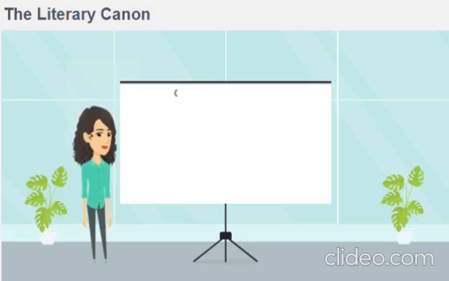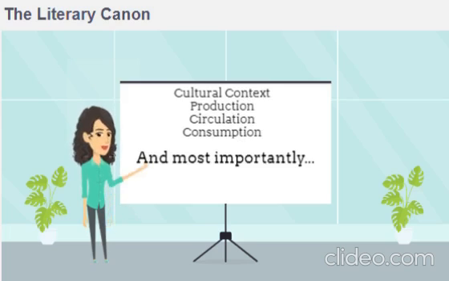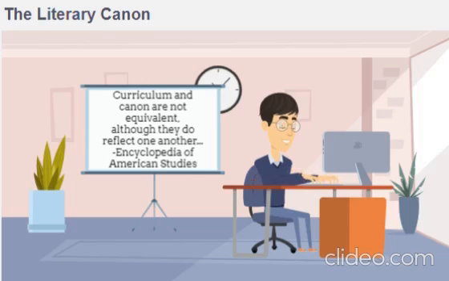So what makes a book count as canon? What usually decides if something ends up in the literary canon is the cultural context, production, circulation, and consumption. The curriculum is a big part of the canon. According to the Encyclopedia of American Studies, quote, curriculum and canon are not equivalent, although they do reflect one another. Literary and historical canons are in part shaped by the myriad decisions about course content made by teachers, as well as by the decisions of critics about what texts and authors to consider, end quote.